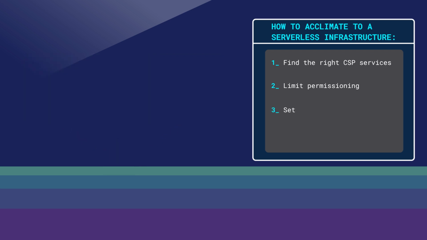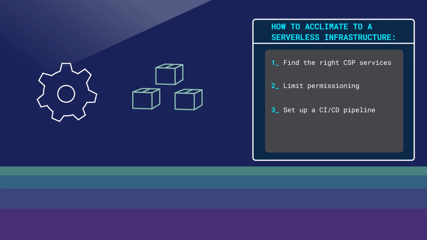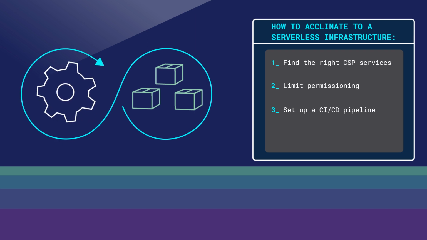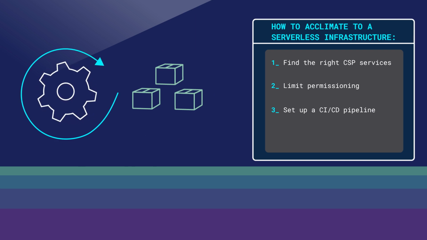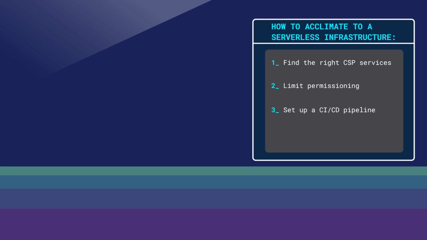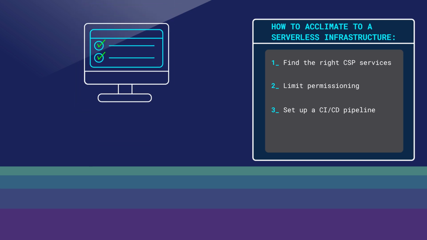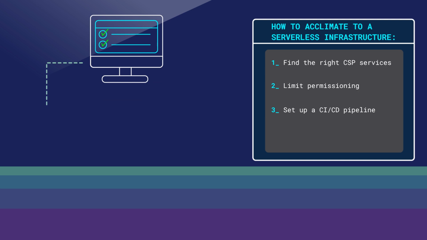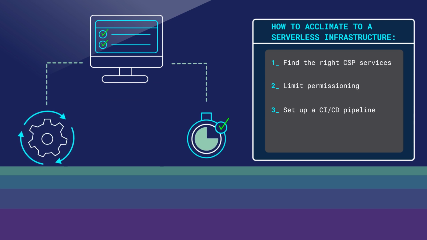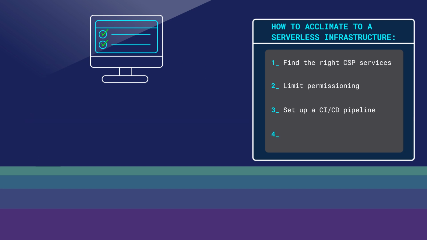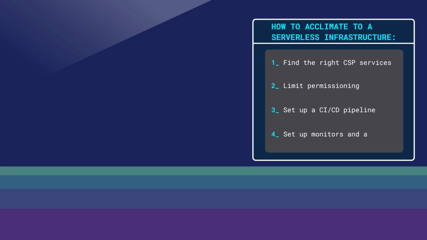Third, set up a CI/CD pipeline. Automated deployment processes are extremely valuable in minimizing human errors during your application's deployment. There are many automated processes that can take place during this workflow, like unit and integration tests. A continuous integration, continuous deployment pipeline will ensure that code changes are thoroughly tested and checked before they merge and ultimately deploy.